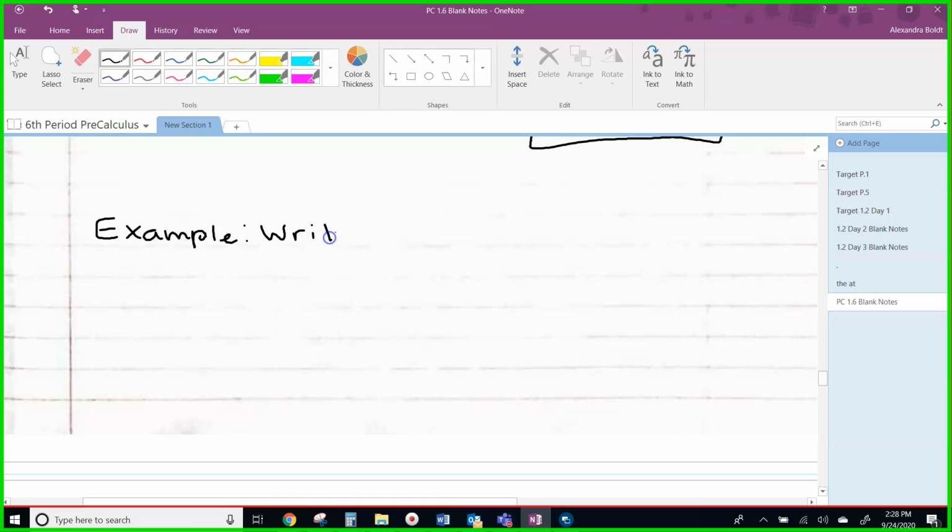Right. F of x. Let's see, do a weird one, an exponential one. F of x equals e to the x after the following transformations.